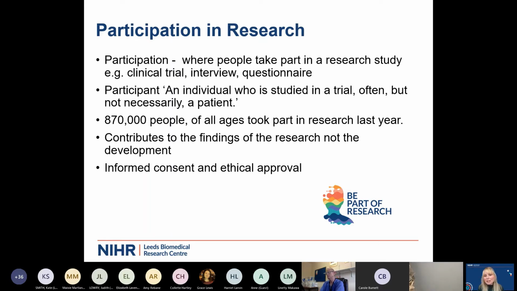870,000 people last year alone took part in research. And the key definition of participating in research is that the public partner is contributing to the findings of research, not to the development of the research. And you need informed consent and ethical approval to have a participant in your research.